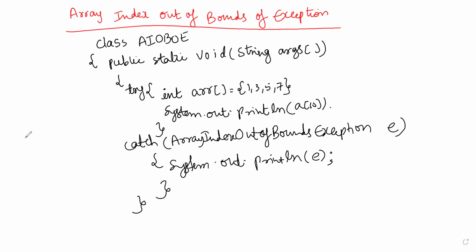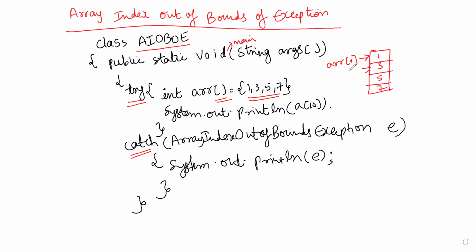Let me explain this program now. The name of the class is AIOBOE, public static void, and we forgot main here. Main String args, try catch. Remember, when a program has the two keywords try and catch, then it is called exception handling. Now if you see here, array is equal to 1 3 5 7. So here the values are 1 3 5 7.